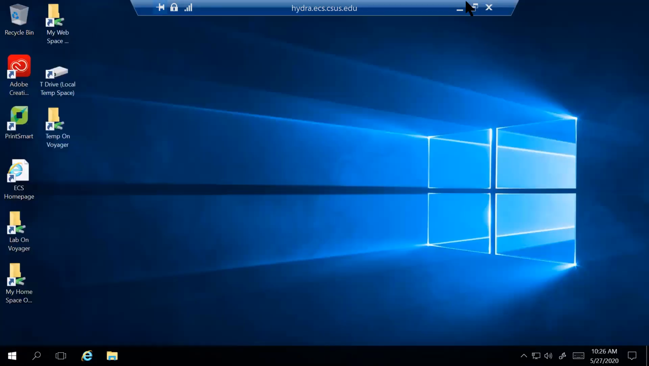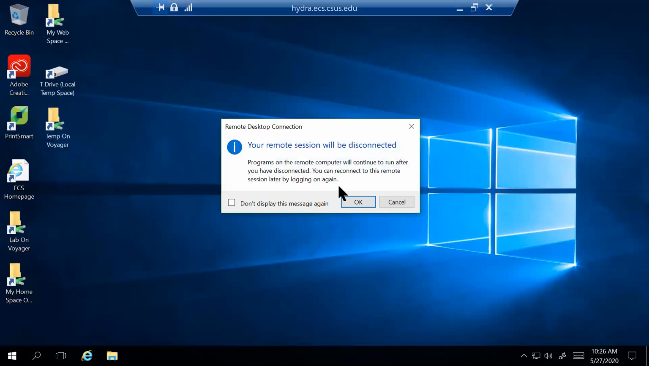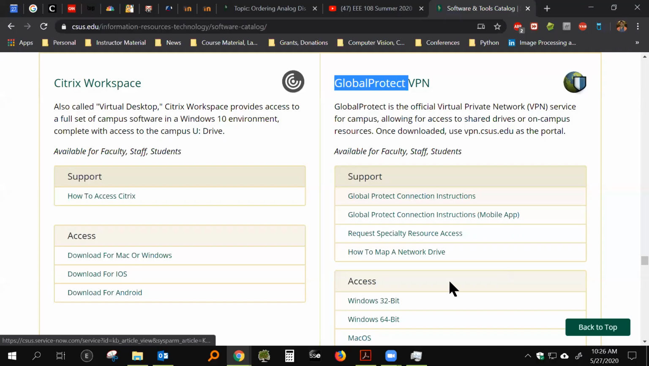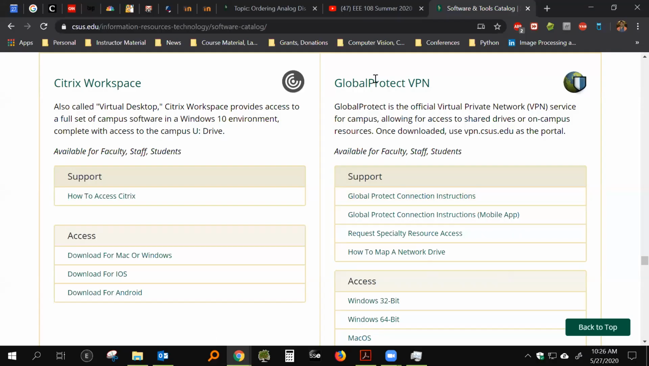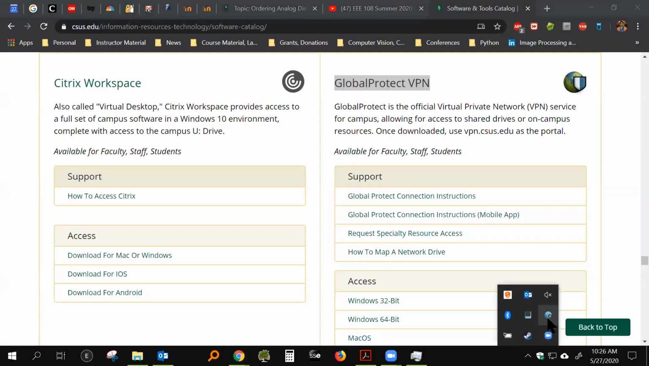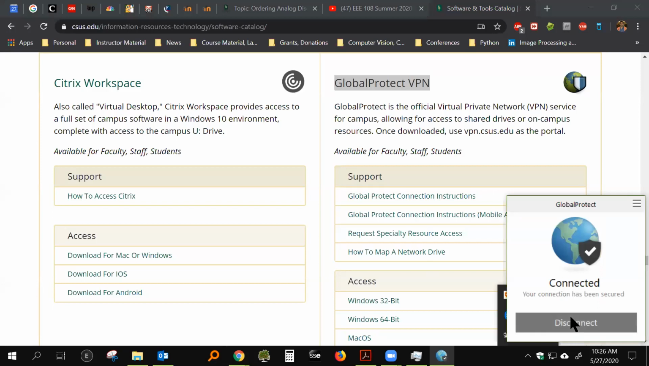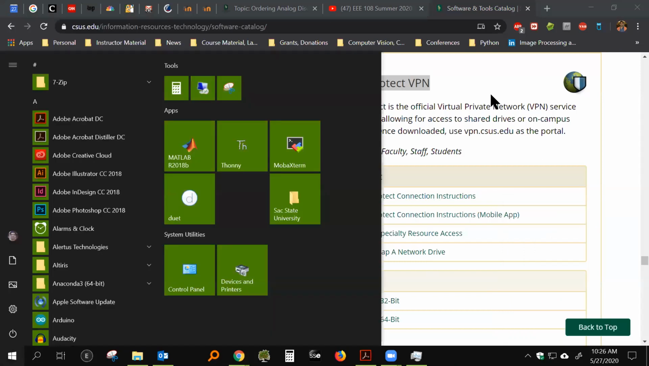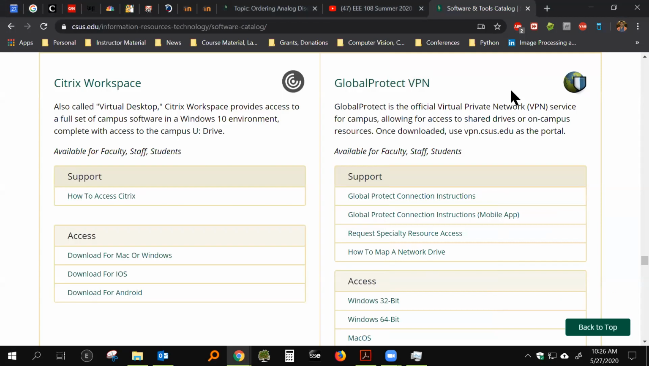Why don't I end the Hydra connection here. That should at least give you the process to get started. In order to access the ECS software, the first thing you have to do is get Global Protect. Configure Global Protect, it's an easy step. Log into the VPN. You have to connect to Global Protect and then use Remote Desktop. So it's a two-step process: use Global Protect and then Remote Desktop.